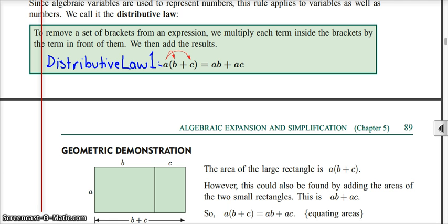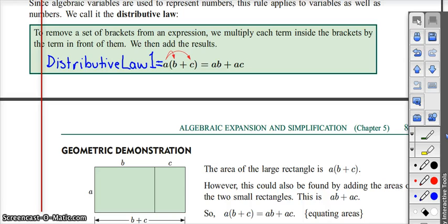Can you go to your glossary now, please, and can you write in distributive law 1? Remember that there's going to be 5 of them. So in your glossary, if you can just write them down, please. That first one, that's the one we're working with today.